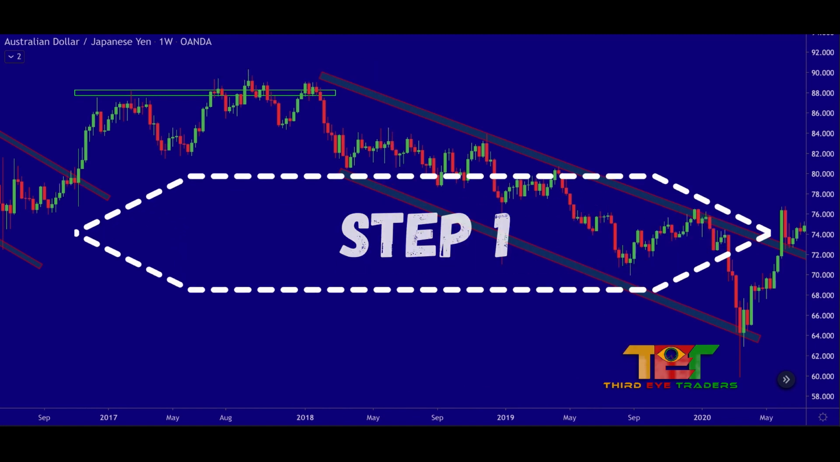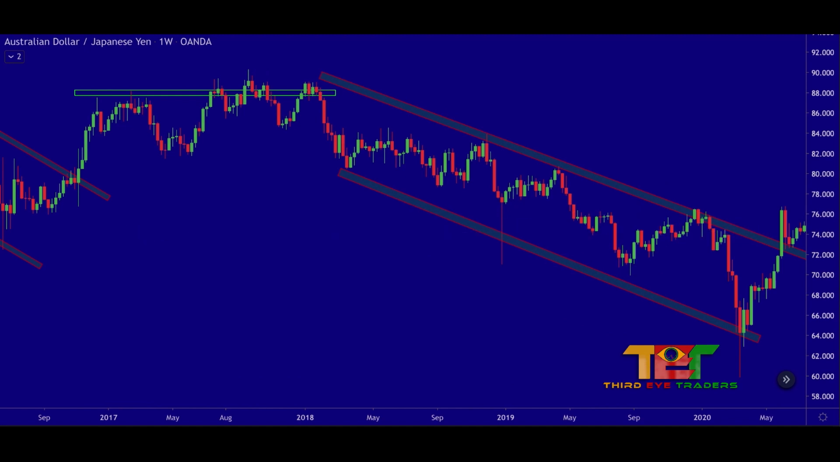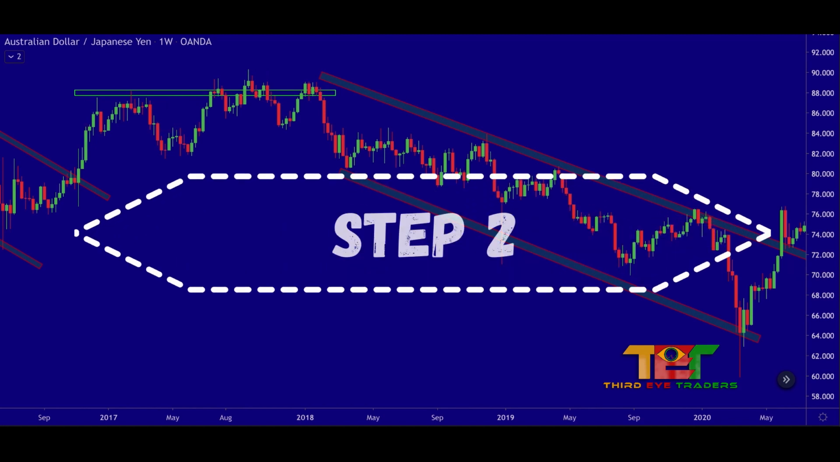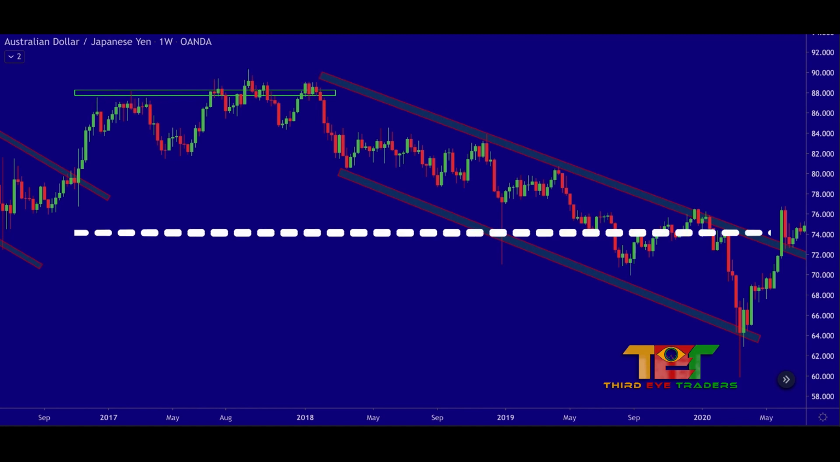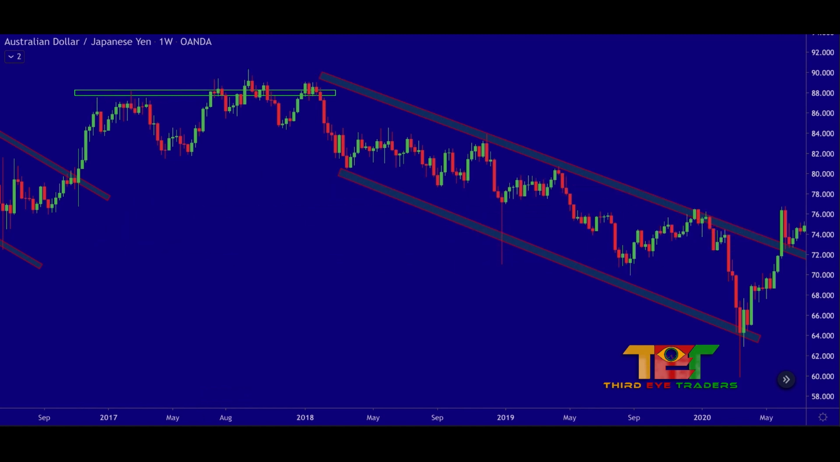Step number 1. Price action approaches a major resistance zone. Step number 2. Price action rejects that level while showing signs of exhaustion. Step number 3. Price action gives us an aggressive, bearish candlestick, signaling it's ready to go in the opposite direction.